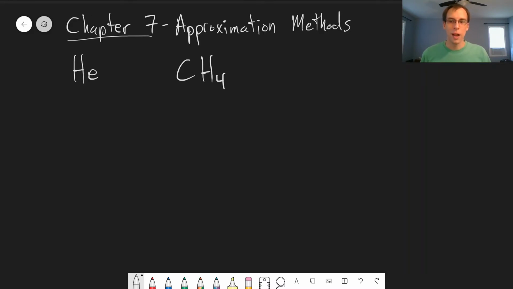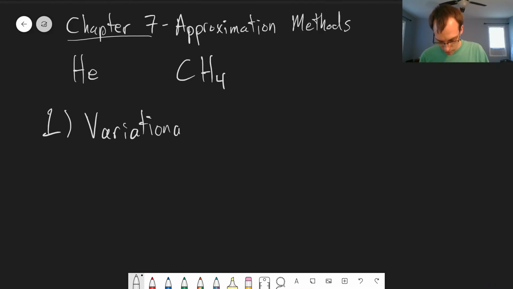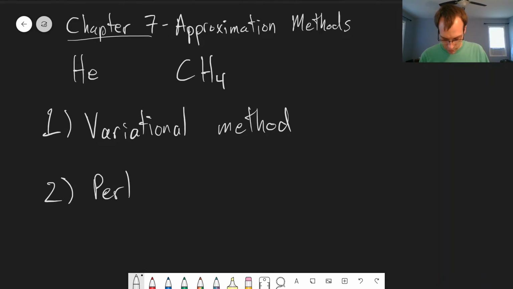And so in this chapter, we'll be looking at the two major approximation methods, sort of from a bird's eye view, and getting a little bit specific. So the first approximation method that's used is what's known as the variational method. And that's what we'll cover in the first half of the chapter. And the second major approximation method is what's known as perturbation theory.